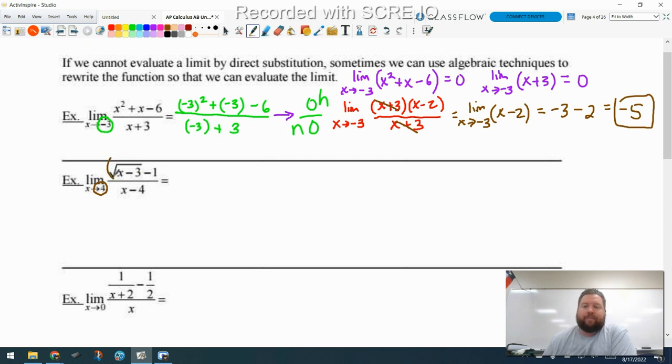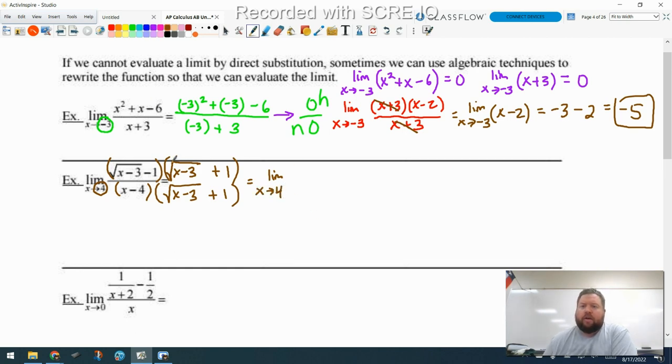Anytime you see a square root, you're going to multiply top and bottom by the conjugate. The square root of x minus 3 plus 1. Same thing down here, the square root of x minus 3 plus 1. The plus 1 instead of the minus 1, that's what makes it the conjugate. So we get the limit as x approaches 4.